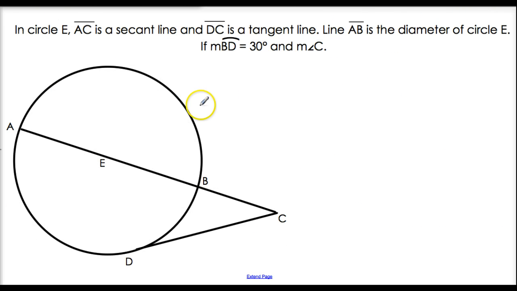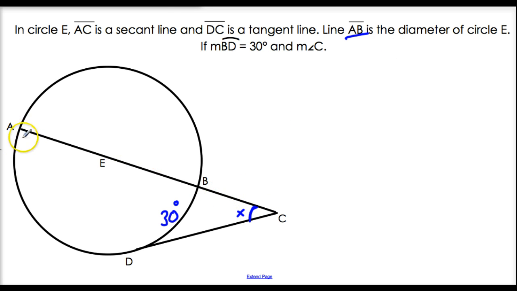Second part of this, all right? In circle E, AC is a secant line and DC is a tangent line. Line segment AB is the diameter, okay, of circle E. If arc BD is 30 degrees, find the measure of angle C, which is on the outside. And we're going to say that's X. Well, how are we going to do that?